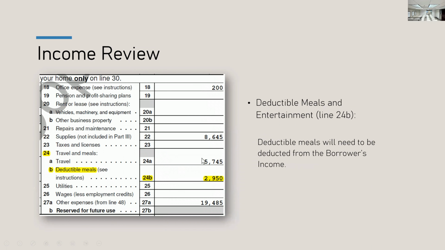Deductible meals. Another thing that we are seeing is that deductible meals are not being deducted. You must deduct this from the borrower's income when calculating their income for Schedule C. So if you do see the travels, it's only line item 24B that needs to be deducted from the income. So again, if you have a borrower that shows a final line item 31 of $5,000, but they have deductible meals of $2,950, you're cutting their income a lot. So just make sure that you guys are deducting your deductible meals.